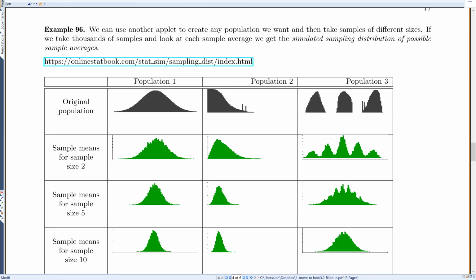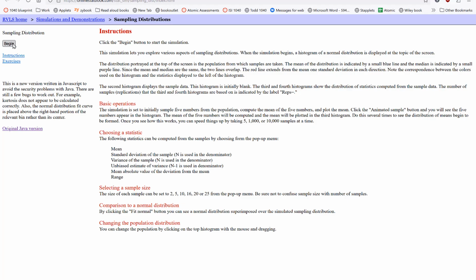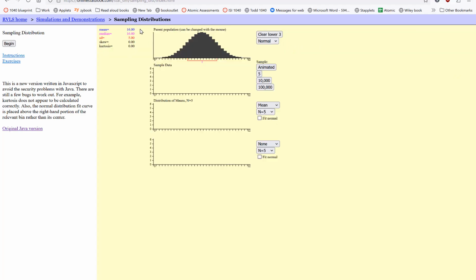So let's use another applet to create any population we want and then take samples of different sizes. If we take thousands of samples and look at each sample average, we get the simulated sampling distribution of possible sample averages. So this applet is pretty cool. You start with the parent population, okay, and then you can say, I want to find the sample means. You can change the sample size to like 25 or something. And you can do 100,000 samples. Notice it looks like a normal distribution. It's not great because they didn't put very many pixels into this, so they need to do a lot more pixels. Okay, and then you can tell it looks like a normal distribution.